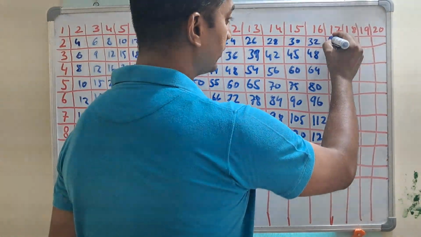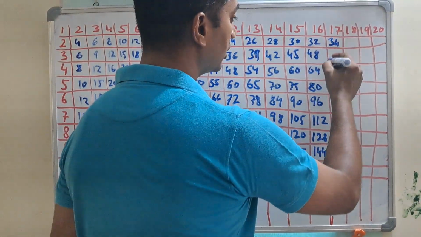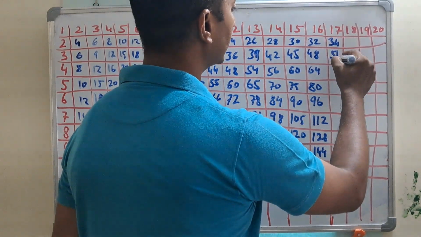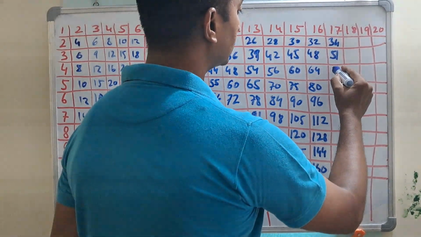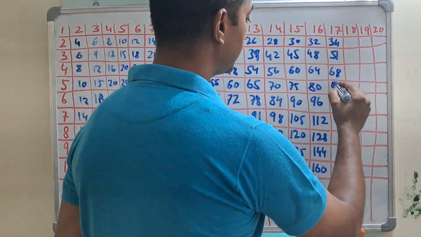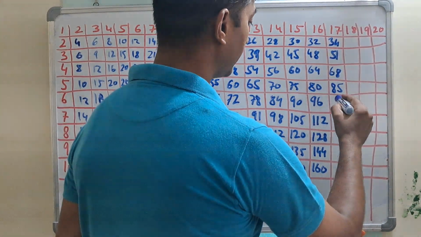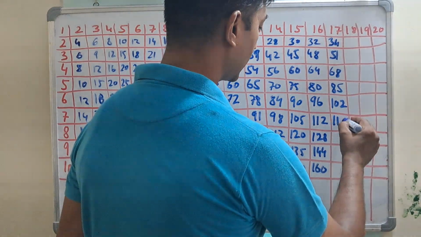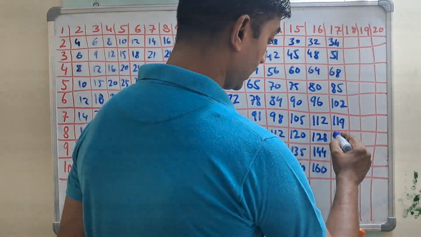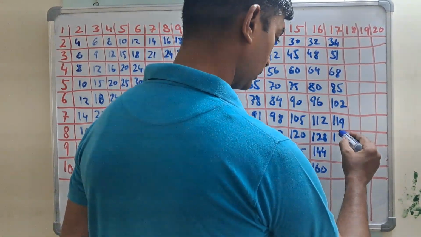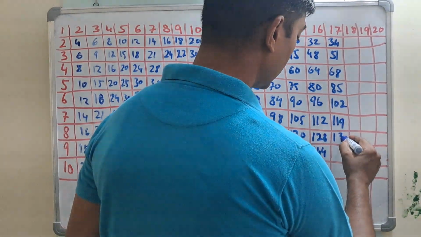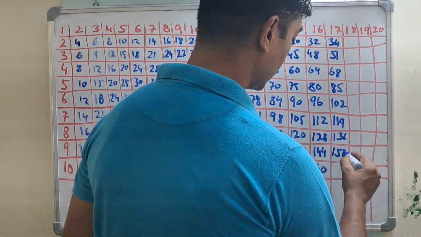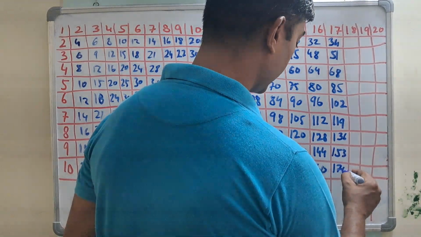Now we will practice for the table 17. 17 1 ja 17, 17 2 ja 34, 17 3 ja 51, 17 4 ja 68, 17 5 ja 85, 17 6 ja 102, 17 7 ja 119, 17 8 ja 136, 17 9 ja 153, 17 10 ja 170.